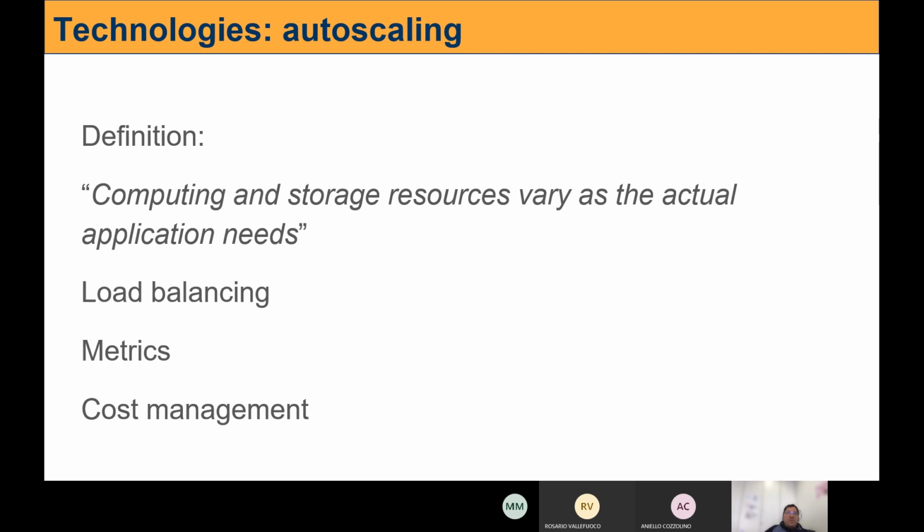Really often again, cost management is related to load balancing because, of course, if we scale the infrastructure, you have better performance for your business. But there is also cost management, because maybe this performance is not balanced by an increment of your business profitability.